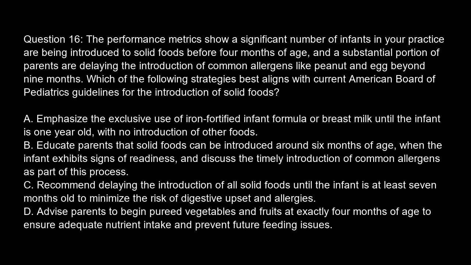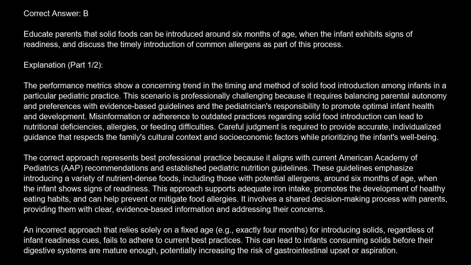Option D. Advise parents to begin pureed vegetables and fruits at exactly 4 months of age to ensure adequate nutrient intake and prevent future feeding issues. The correct answer is B. Educate parents that solid foods can be introduced around 6 months of age, when the infant exhibits signs of readiness, and discuss the timely introduction of common allergens as part of this process.